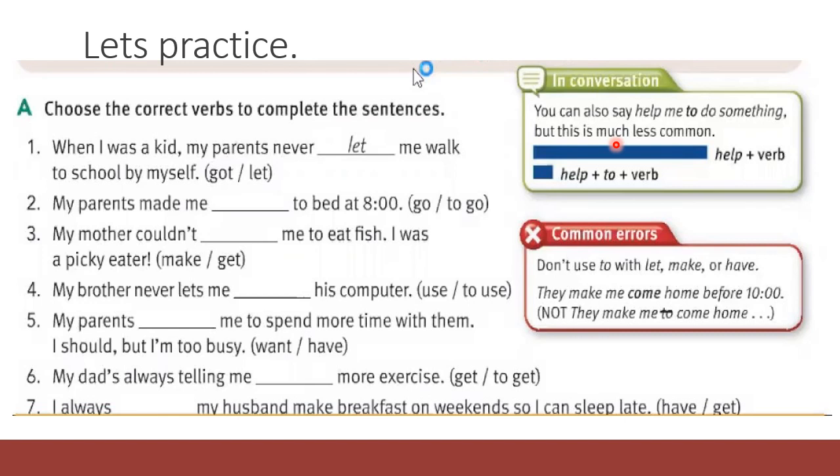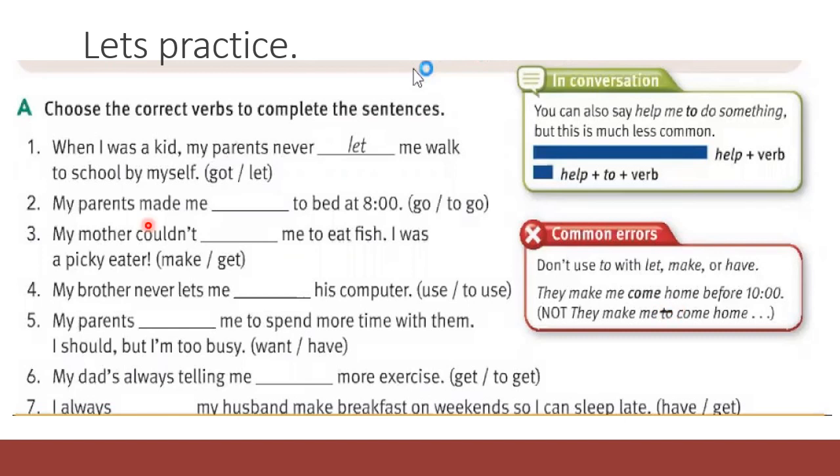Some common errors. Don't use to with let, make, or have. Okay? Some people with all these causative verbs use the preposition to, but now you know that there are two different groups. One that uses the preposition to and the other group that doesn't use the preposition to. They make me come home before 10. Make me come home before 10. It's correct. We don't have to. But if you want to say they make me to come home, this is wrong because make is in the first group that doesn't use the preposition to.